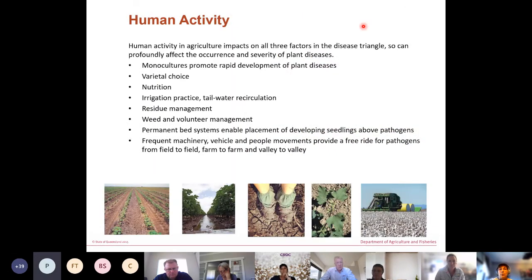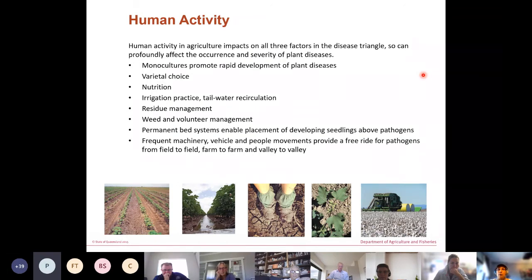And human activity was that last one that has a great influence on when something becomes widespread. And this is no criticism of what anyone does. This is just the fact that human activity in agriculture has an impact on the disease triangle. And it's just something to think about, that everything that we decide to do potentially will impact that disease development.